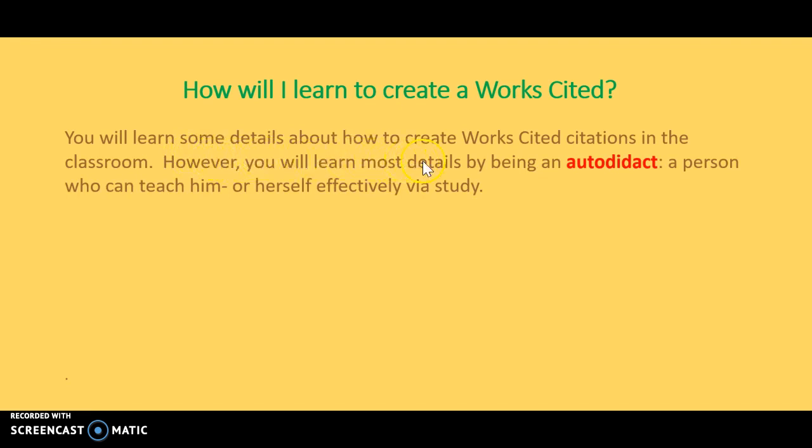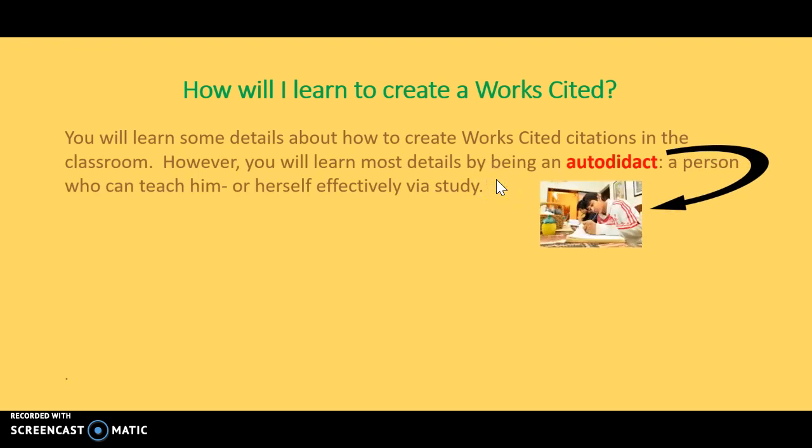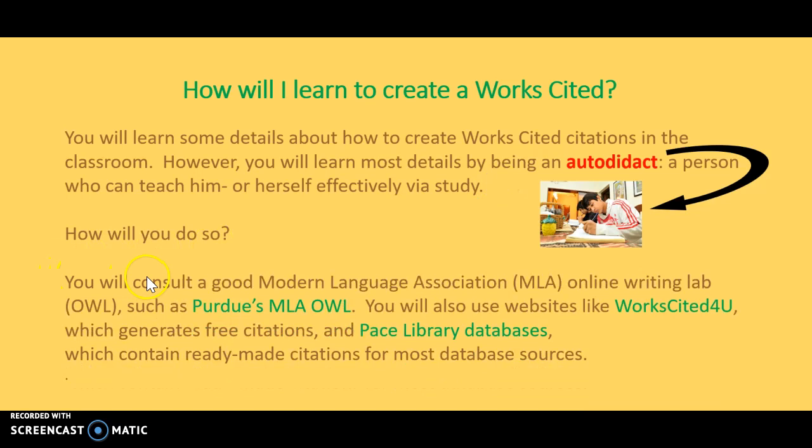However, you will learn most details by being an autodidact, a person who can teach him or herself effectively via study. What kind of person is that? Aha, it's a student. Well, how will you do so? How will you be an autodidact? How do you begin the study process? You will consult a good Modern Language Association MLA online writing lab called an OWL, such as Purdue's MLA OWL. You will also use websites like Works Cited For You, which generates free citations, and Paste Library databases, which contain ready-made citations for most database sources.